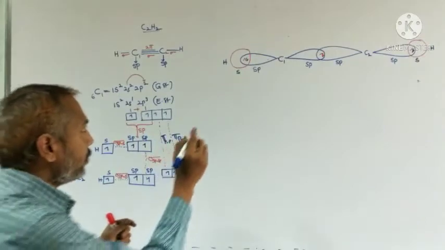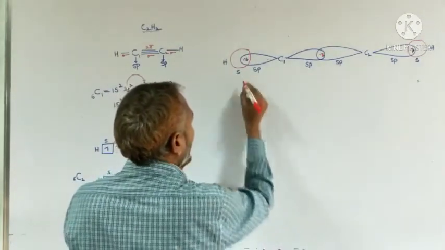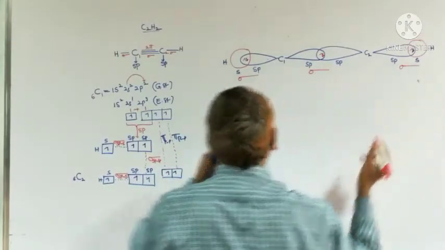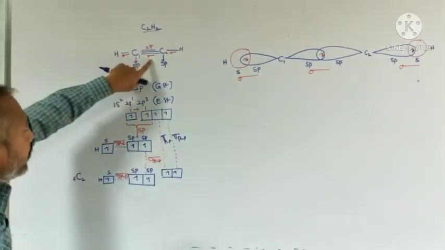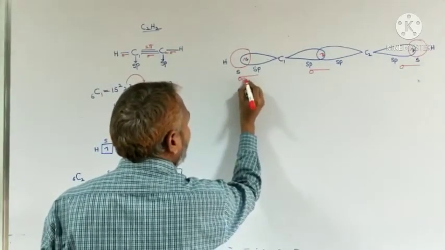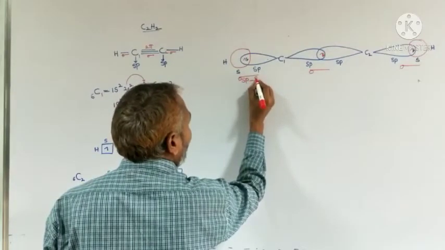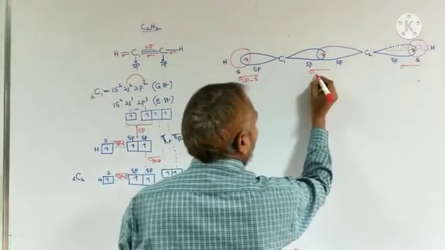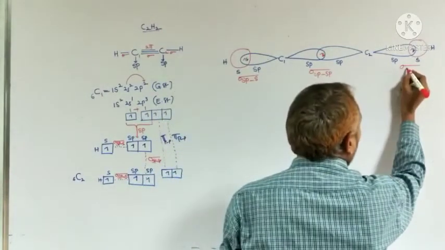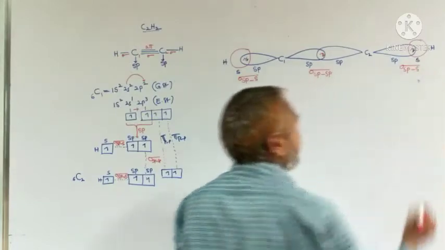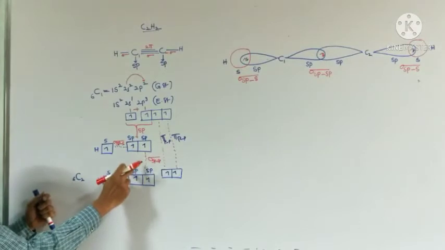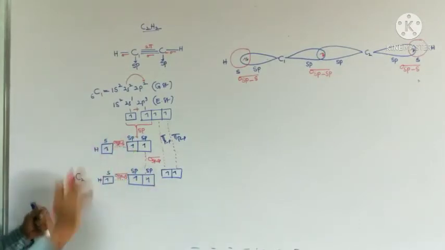How many sigma bonds are formed here? One sigma bond, another sigma bond, and one more, so there are three sigma bonds in total. Which orbitals are overlapping here? The sp hybrid orbital overlaps with the s orbital of hydrogen. Here the sp orbital overlaps with the s orbital of hydrogen. These are the three sigma bonds.